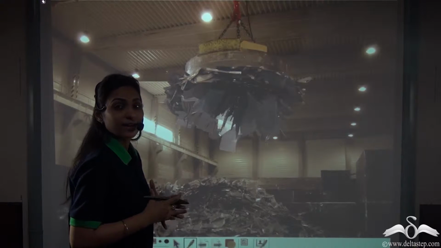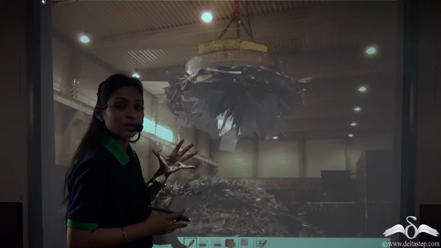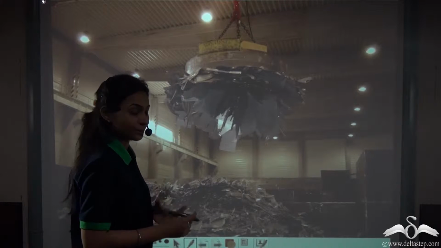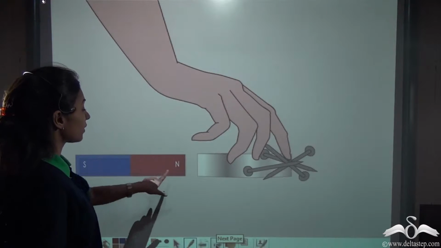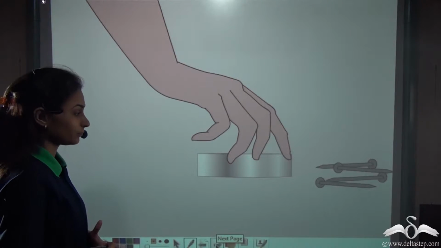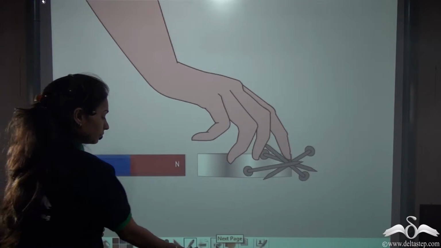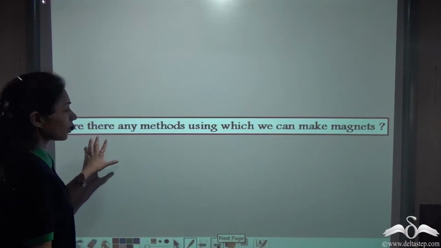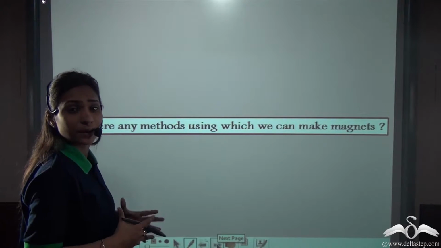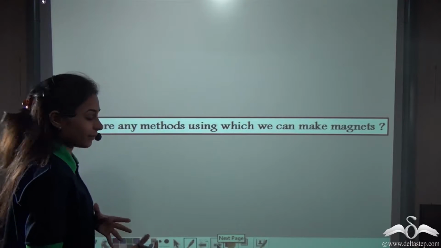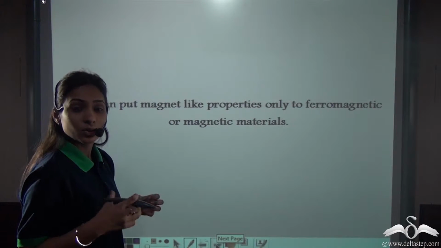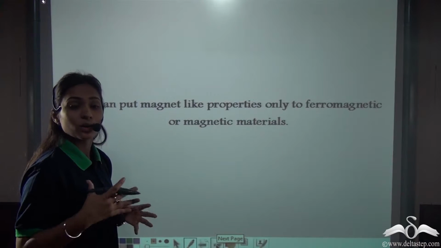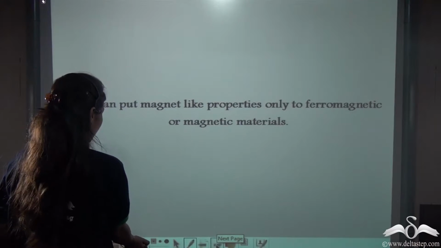We have already studied that we can make a magnet with a switch using electricity. We can also make a magnet by the magnetic induction method. Now, are there any other methods by which we can make magnets? Well, there are. We can put magnet-like properties to certain substances. Now, what are those substances?